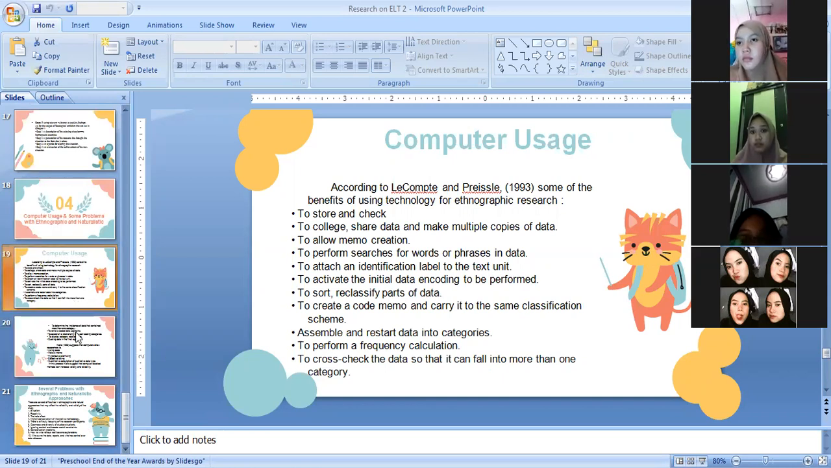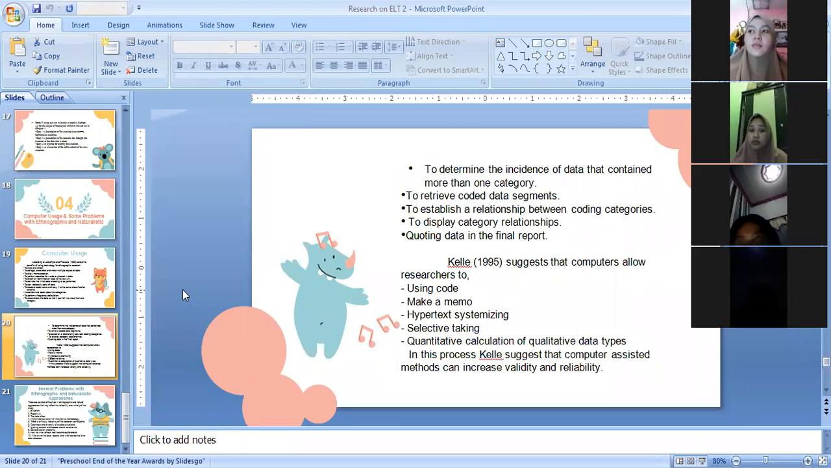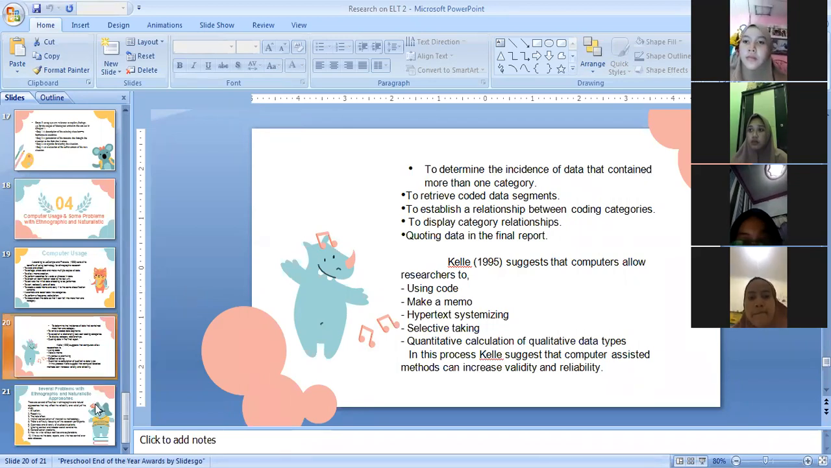Next slide. In this process, Chile in 1995 suggests that computer methods can engage, first, validity by the management of samples, and second, reliability by retrieving all the data on a given topic, thereby ensuring trustworthiness of the data. Then here are some of the problems with the ethnographic and naturalistic approach. Next slide.